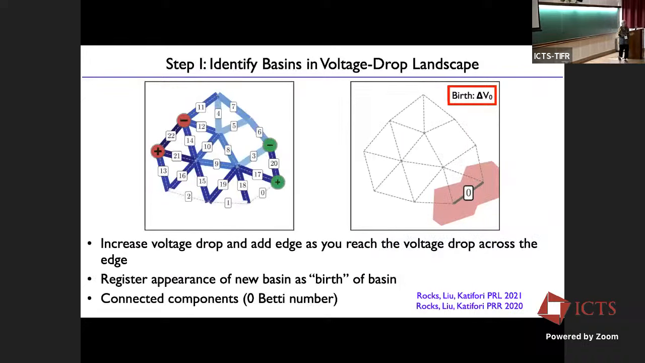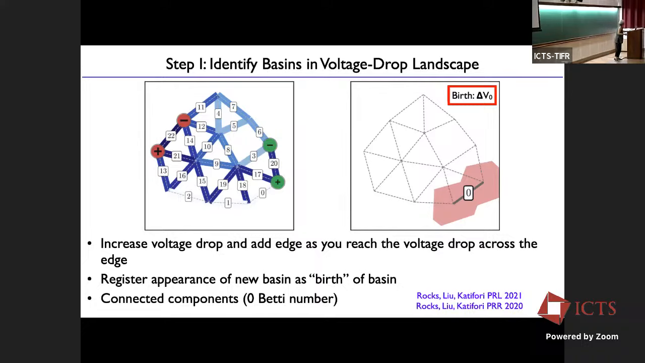Let me just explain a little bit about persistent homology and how it works, since this is a school. The idea is the following. Here's my network, and I'm going to order all the voltage drops. 0 is going to be the smallest voltage drop across an edge, 1 is going to be the edge with the second smallest voltage drop, etc. And here 22 is the one with the biggest voltage drop. Now I'm going to do what's called the ascending filtration. I'm going to start adding these edges from the smallest voltage drop to the biggest. So here's the 0th voltage drop, the smallest one.